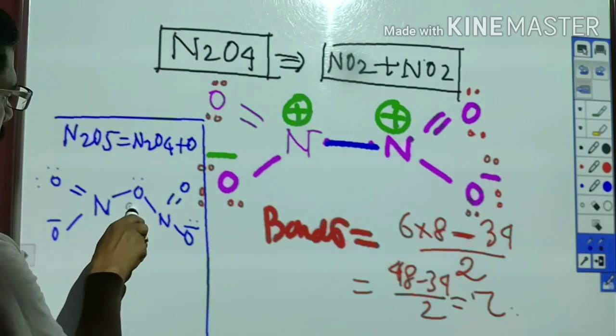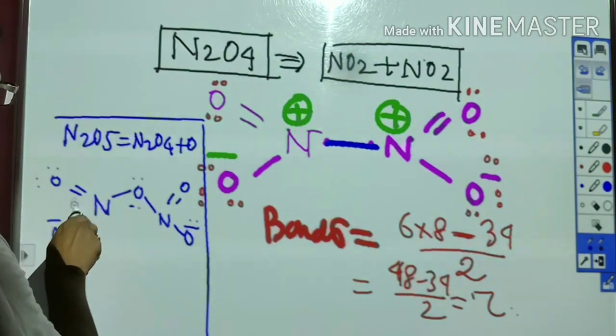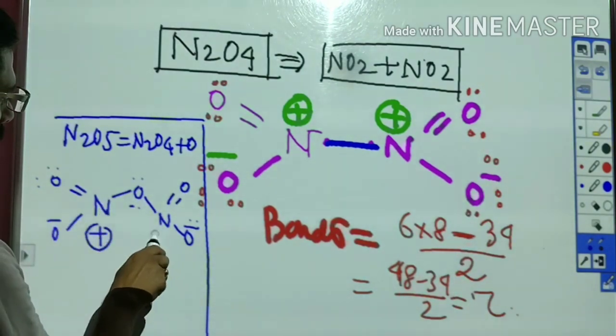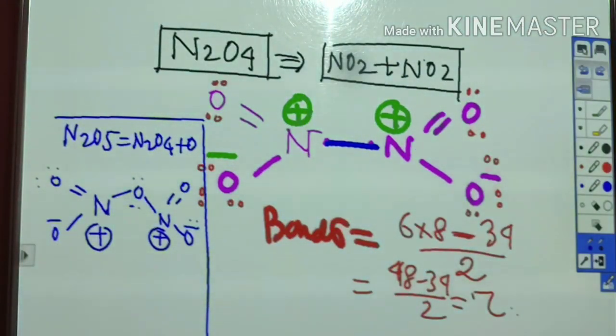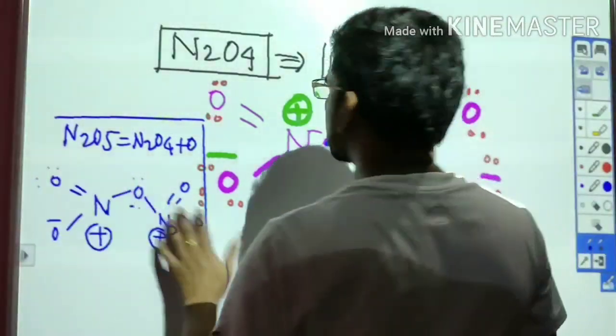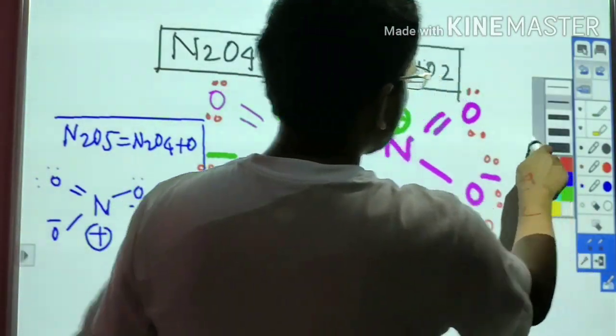Okay, oxygen 2, 4, nitrogen 1, 2, 3, 4. So positive, and nitrogen positive. So no charge. No charge. So if you want to count the bonds, how can we do that?